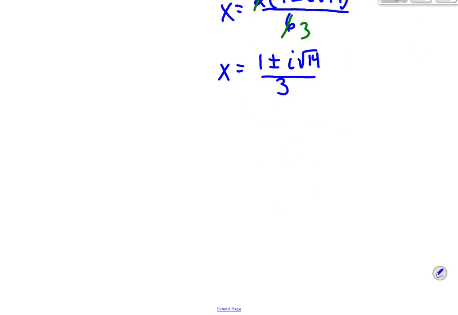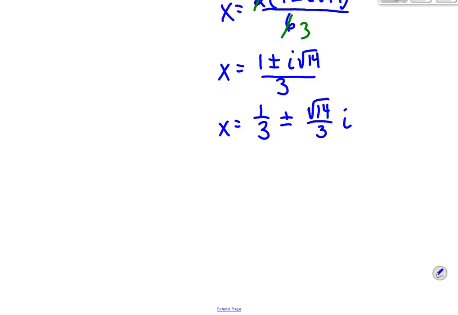I can still leave it as the plus or minus, but I'm still going to say x equals 1/3 plus or minus the square root of 14 over 3. And then I will put the i in the back when I shift it so that it's between the numerator and denominator. And so then my answers truly are 1/3 plus i the square root of 14 over 3 and 1/3 minus i the square root of 14 over 3.